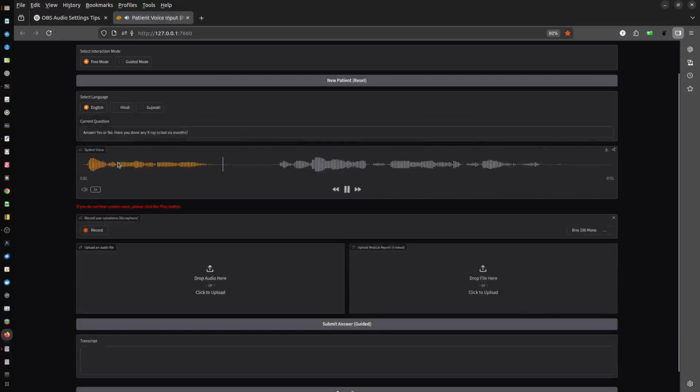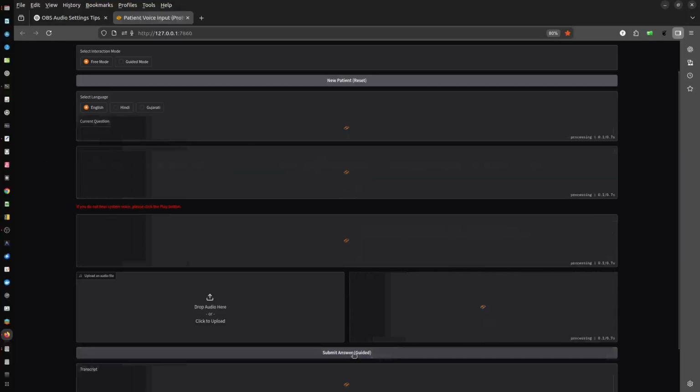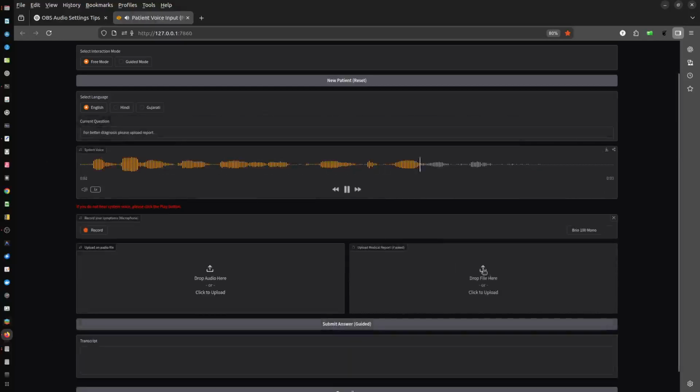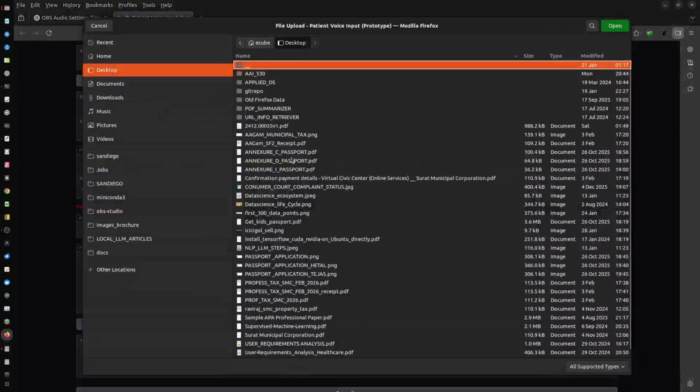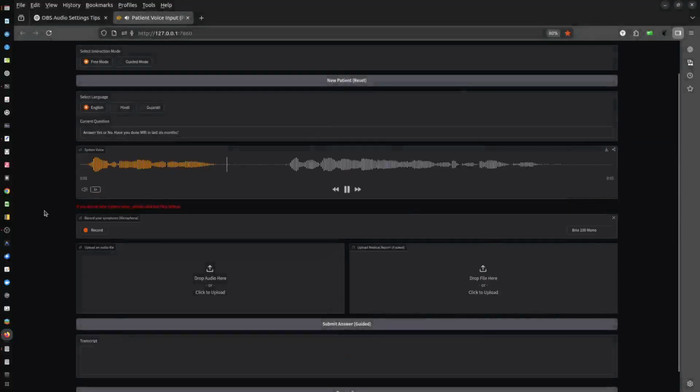Answer yes or no. Have you done any X-ray in last 6 months? Yes. Now you will see that it will prompt for uploading. For better diagnosis, please upload report. So X-ray, I am just uploading any random image file. Answer yes or no. Have you done MRI in last 6 months?